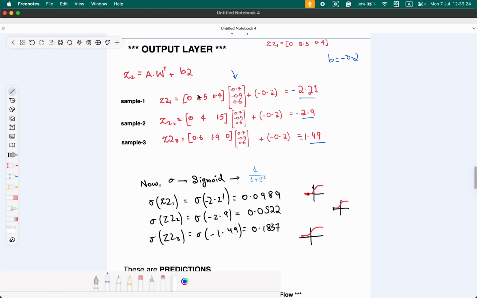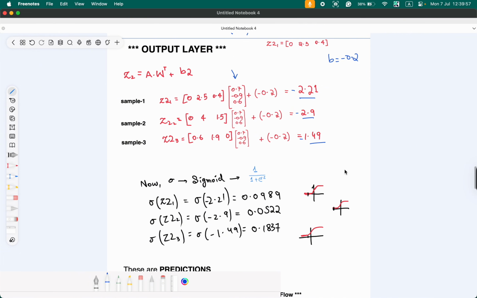So after multiplying this matrix with this one and adding the negative bias term, you will get this output, and then for sample 2 you will get this result, and then for sample 3 you will get negative 1.49. Finally, we will apply the sigmoid activation on this z2, and the formula of a sigmoid function is 1 over 1 plus e to power negative z.